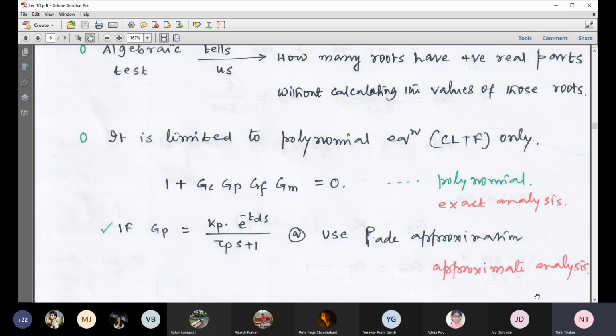And then if we do this root test, we can perform the approximate analysis. So what I want to say is that if your polynomial is the approximate polynomial, then we can perform approximate analysis. If our polynomial is the exact polynomial, we can perform the exact analysis.